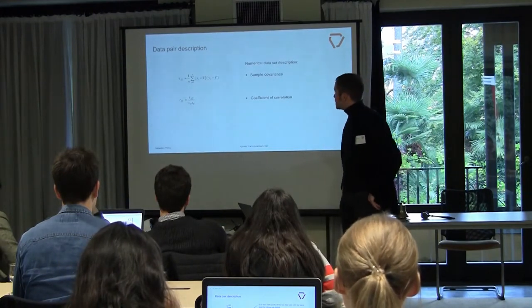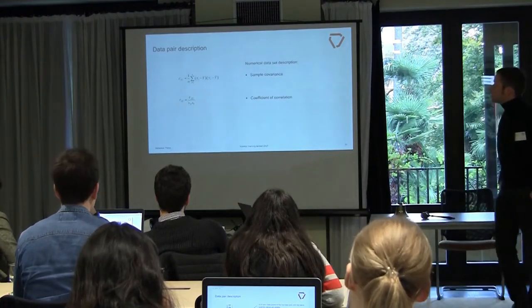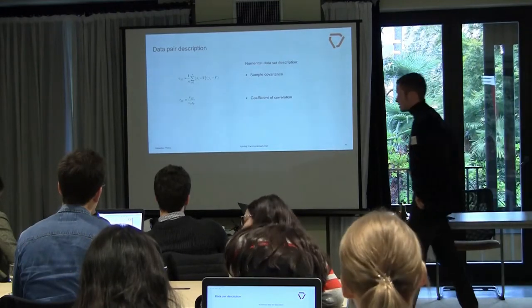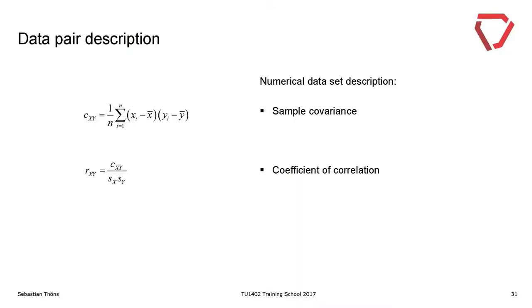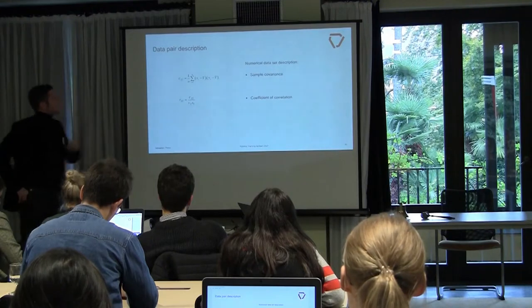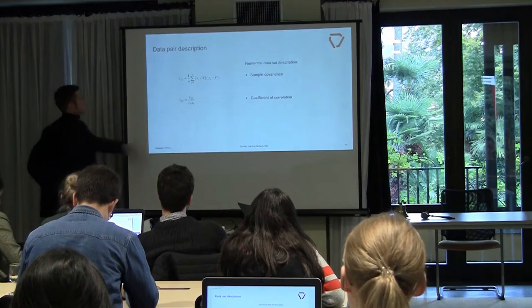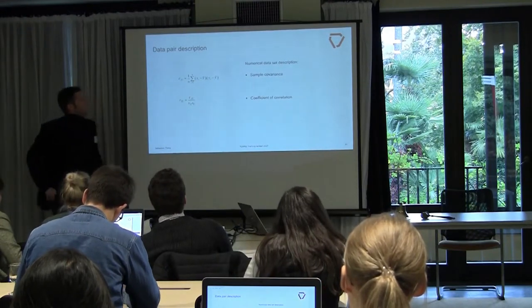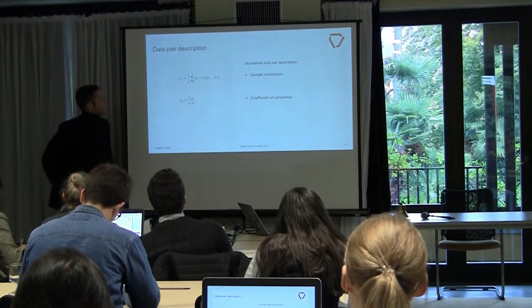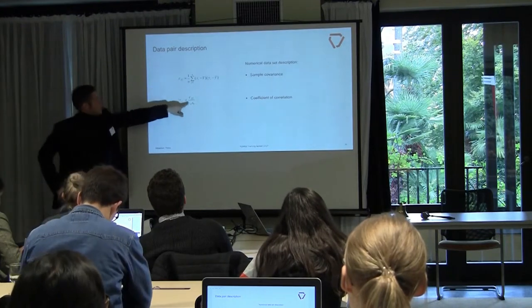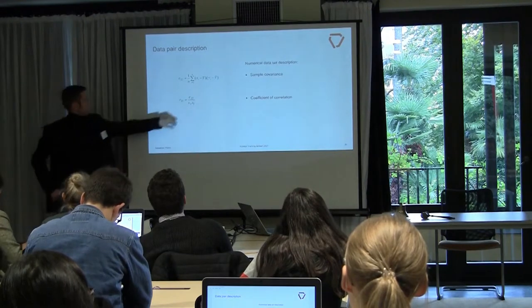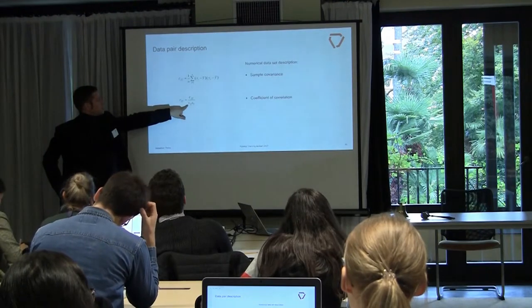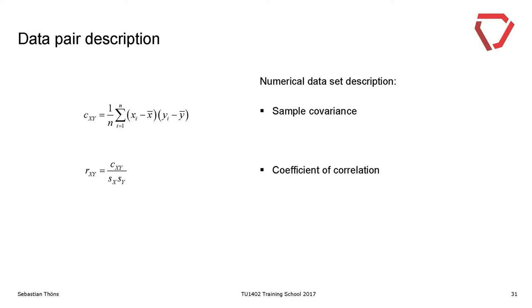And then there are also some numerical concepts on how to describe two sets of data. So we have here the concept of the sample covariance and the coefficient of correlation. It's very similar to the one-dimensional data analysis. This is basically the variance. If y was equal to x, then you have the variance. If you have two data sets, x and y, then you have the covariance, c_xy. And if you divide it by the standard deviation of x and the standard deviation of y, you have the correlation.